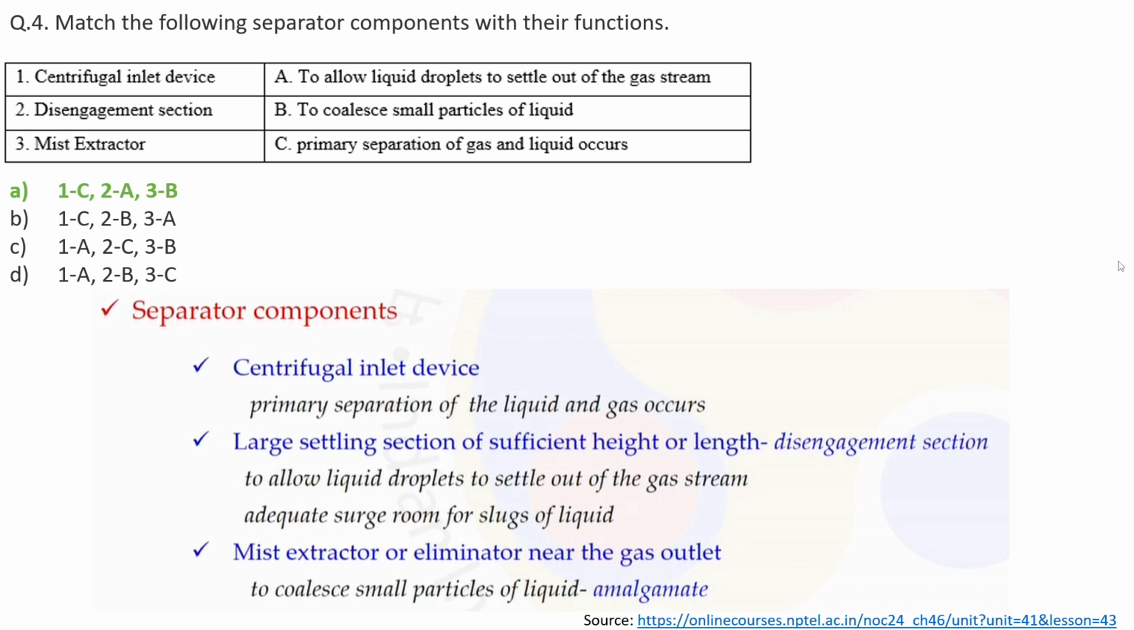As I already discussed, for centrifugal inlet device, it is the primary separation of liquid and gas. So option C will be connected to the first one. Second is disengagement section. So it allows the liquid droplets to settle out of gas stream and gives an adequate surge room for slugs of liquid. So option A is the one matching the function of the separator component, and finally the mist extractor. So it will be to coalesce the small particles of liquid. So from this match the following, we can see option A is the correct one.